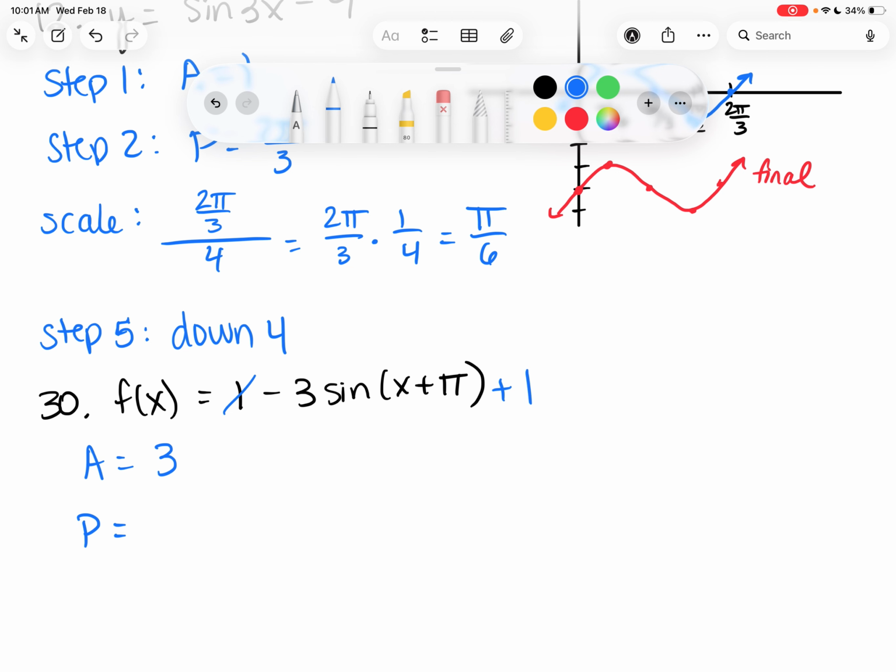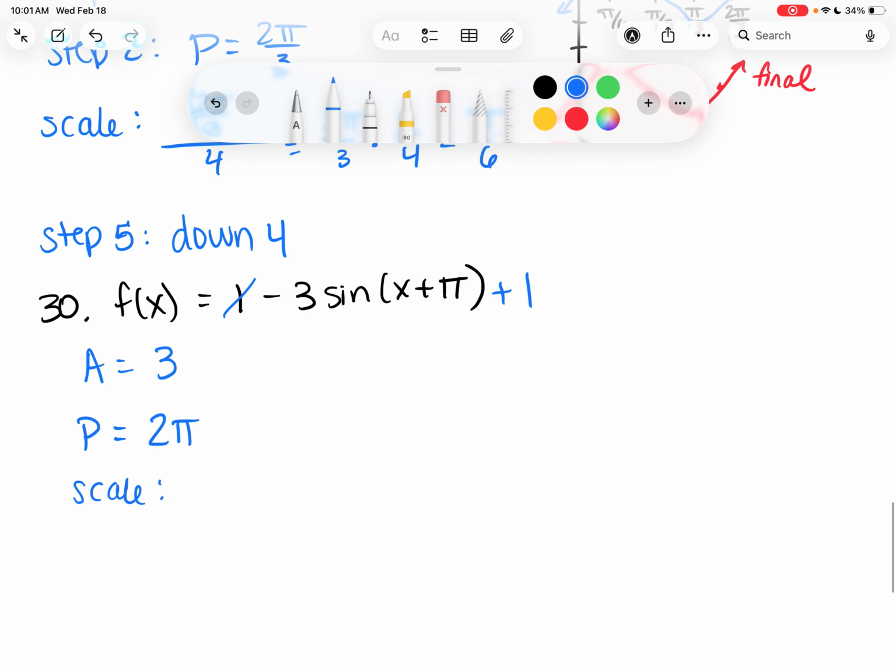The period would be 2 pi. Just 2 pi. So then the scale is 2 pi over 4, which reduces to pi over 2.